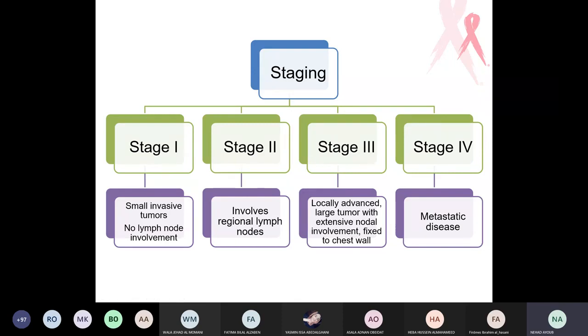To treat a patient, or to come up with a pharmaceutical care plan for a patient with breast cancer, we must know the TNM stage. We must know whether this is in situ or invasive. If invasive, what stage: metastatic, local, locally advanced. We need to know all this information along with the molecular subtype that we talked about last time.